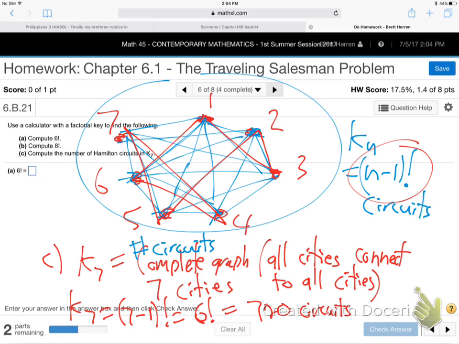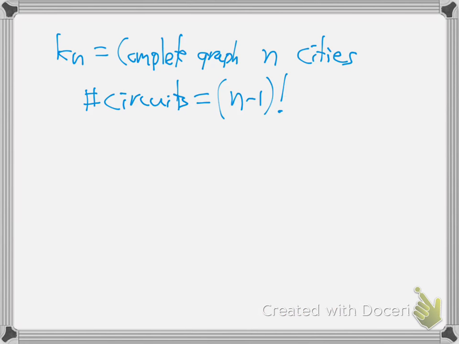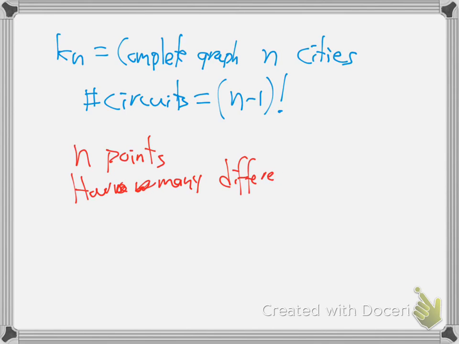I thought, counting, that should be easy. That was one of the hardest classes I ever took. It was so hard. Let me show you. This is a counting problem. That's the kind of question they would put on the exam. They would say, you have n points, n cities, same thing. How many different loops, circuits, whatever you want to call them? The answer is n minus 1 factorial.